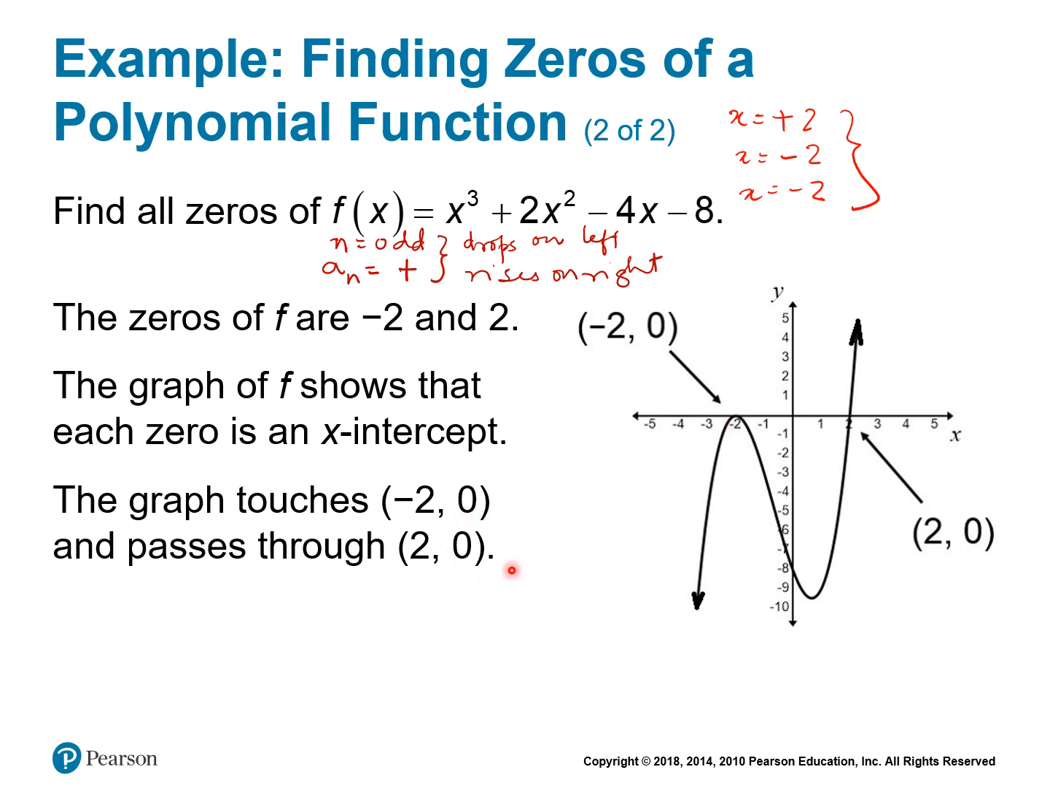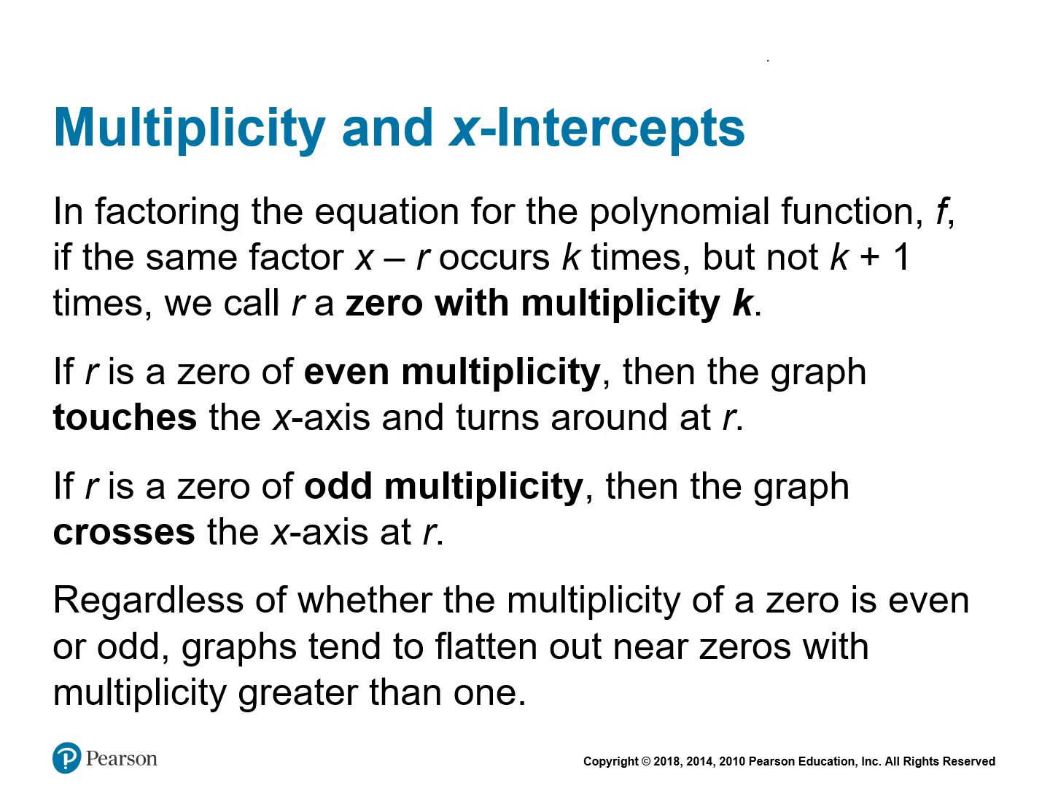So let's look at the next slide to learn a little more on what it means when we have two same values, or even three same values for x, when we solve a polynomial for x. Now we'll talk about a special condition called multiplicity and x-intercepts. All right. What does multiplicity mean?